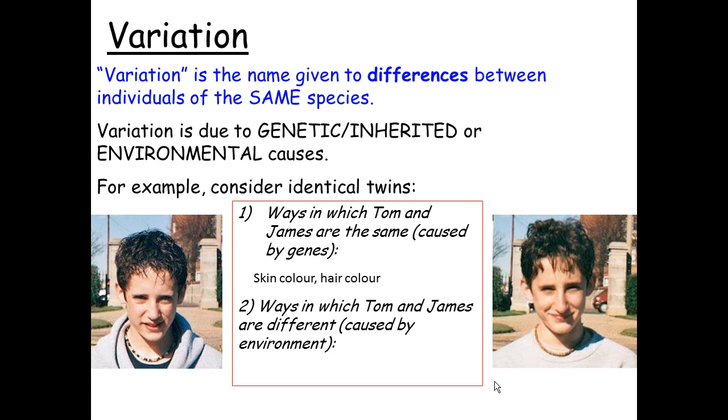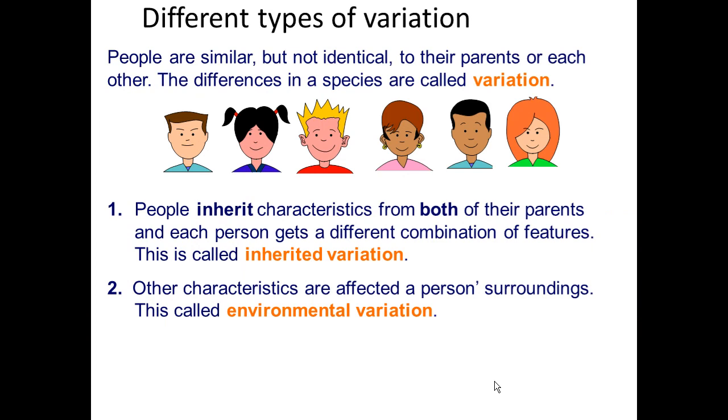And the ways in which Tom and James are different, caused by the environment: I would say one way they are different could be the hair length. As you can see, the guy on the left has shorter hair compared to the guy on the right. So these two pictures show us that between organisms belonging to the same species, we can see differences, and these differences are called variation.